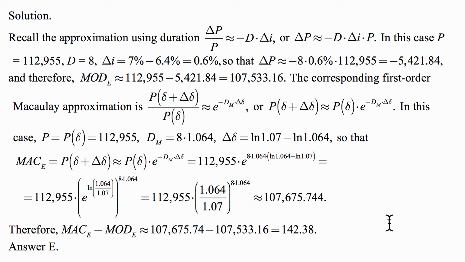And then, of course, e to the difference of natural logarithms is the same as e to the natural logarithm of the ratio of the two. And e to the ln of something is just that something. So this becomes 112,955 times 1.064 divided by 1.07 to the power 8 times 1.064. And we just calculate it to be 107,675.74. And the difference of the two quantities is 107,675.74 minus 107,533.16, and that's 142.38, which is answer E.